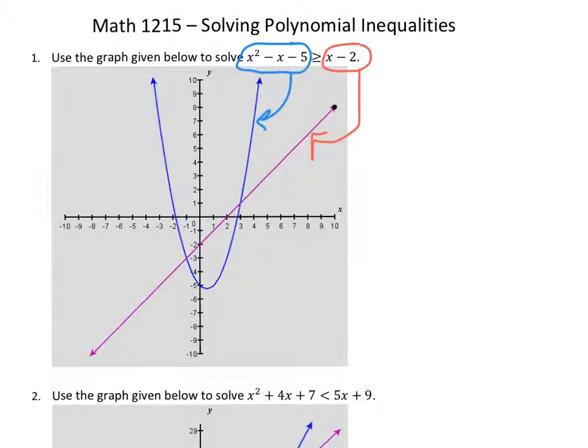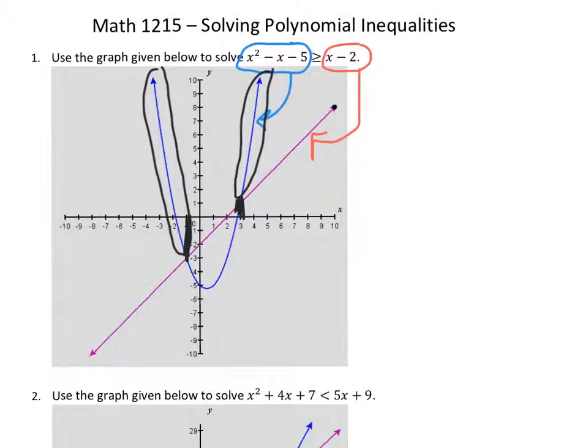Well, the places where that happens is right in here. You can see that the parabola is higher than the line there, and over here. It doesn't happen in this area because there the parabola is actually under the line. So we want to find the x values that correspond to this. The x value at this point here looks like it'd be -1. And the x value here looks like it would be 3.